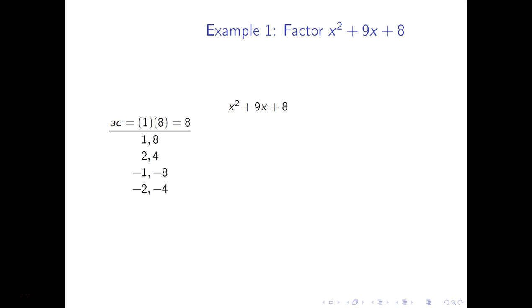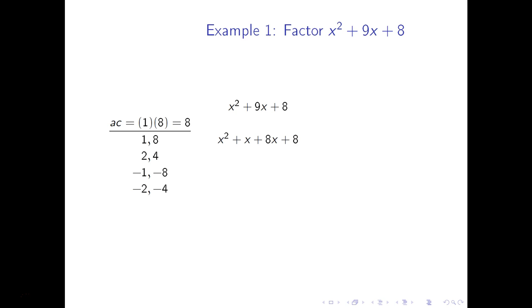Well, hopefully you said 1 and 8. So I'm going to split 9x, and I'm going to write it as x, because the coefficient's 1, and 8 as 8x. So I took the 9x and broke it up into 2 terms, using the 1 and the 8, because 1 plus 8 is 9, and 1 times 8 is 8. Now we can use factoring by grouping. So go ahead and pause the video, and finish factoring this by grouping.